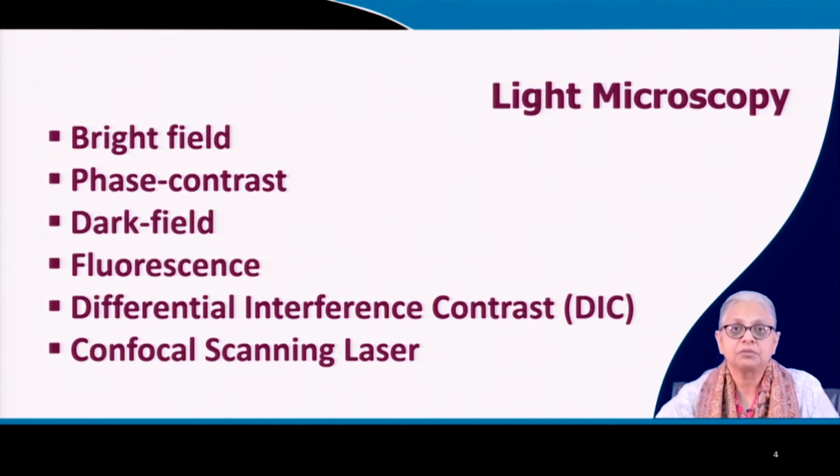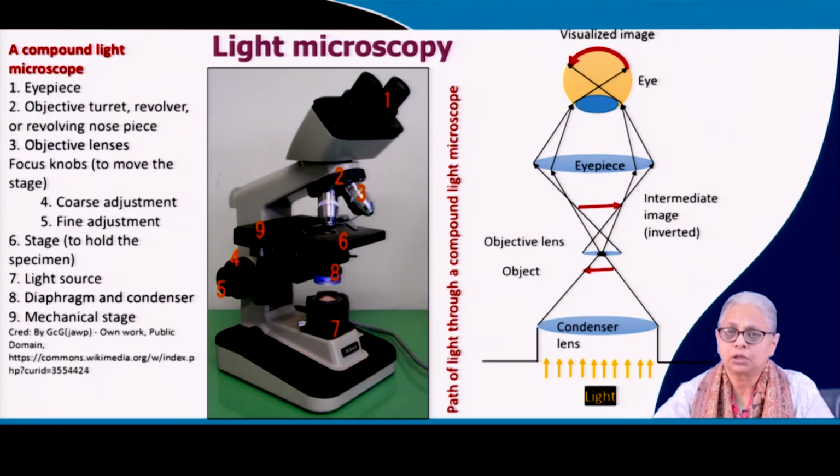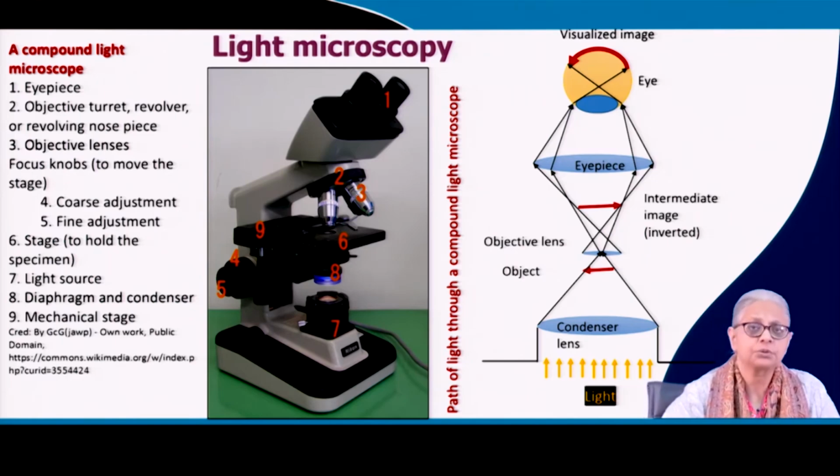So these are the 6 different types of light microscopes that are now available, and we can get all kinds of results from these different types of microscopes. So we're going to look at bright field, phase contrast, dark field, fluorescence, differential interference contrast, and confocal scanning laser microscopes. Let's start with the simplest one, and most of you are familiar with it. This is your standard conventional optical microscope. It's also called a compound microscope, a light microscope, or an optical microscope. You can use any of these terms.